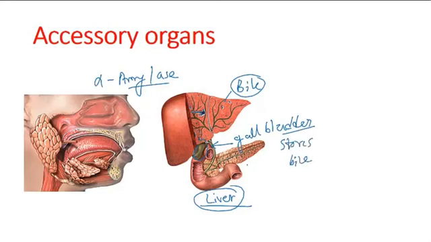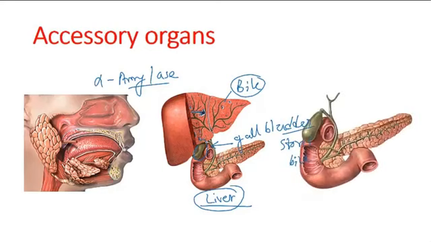Okay. And then the third one is the pancreas. The arrangement of the liver, pancreas, and gallbladder is very close, and they are all connected because they have a simple single duct system through which all those necessary enzymes are released into the duodenum.